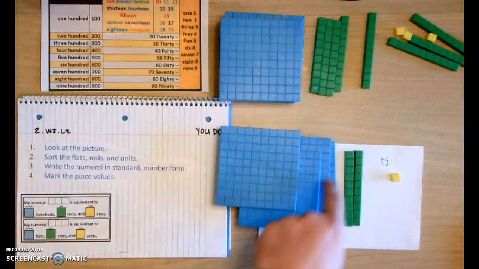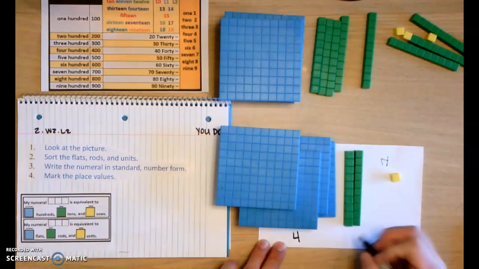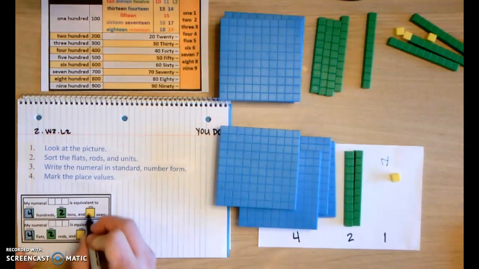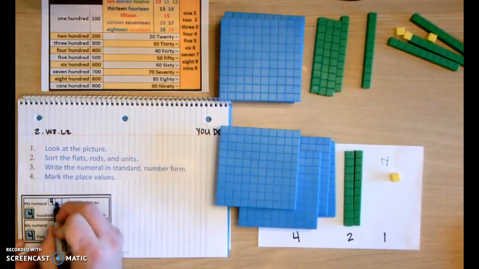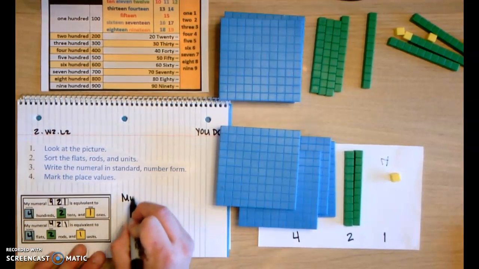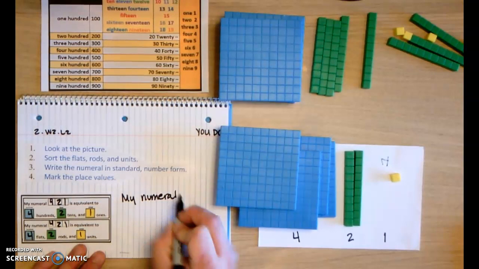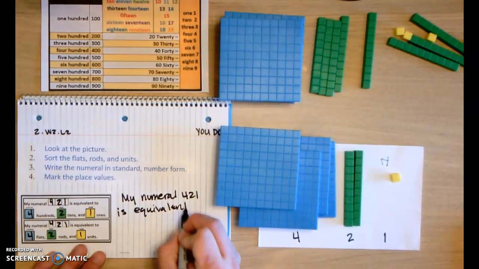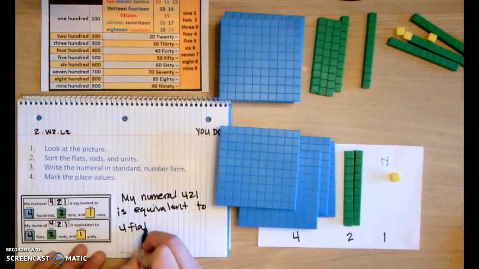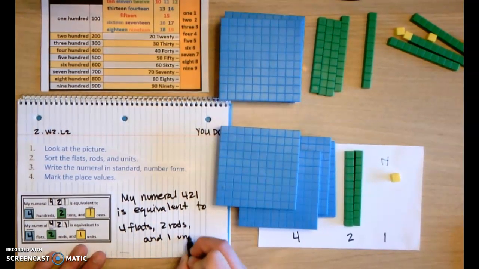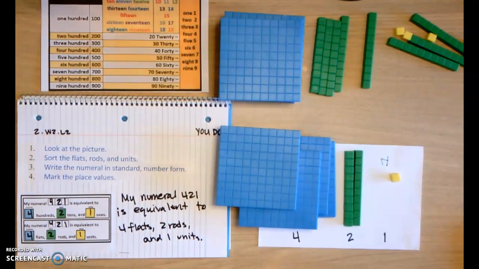Let's check it. 1, 2, 3, 4 flats, 1, 2 rods, 1 unit. Transfer that over. I've got 4 hundreds, 4 flats, 2 tens, 2 rods, 1 one, 1 unit. My numeral 421. So my numeral 421 is equivalent to 4 flats, 2 rods, and 1 unit. That's all we're doing. High five, you got that correct.